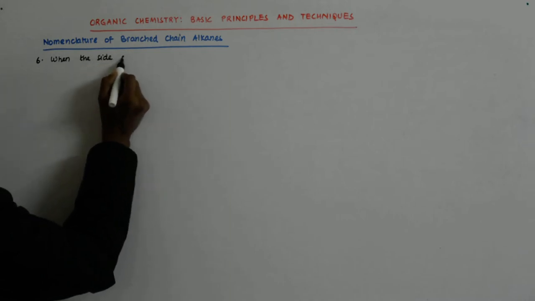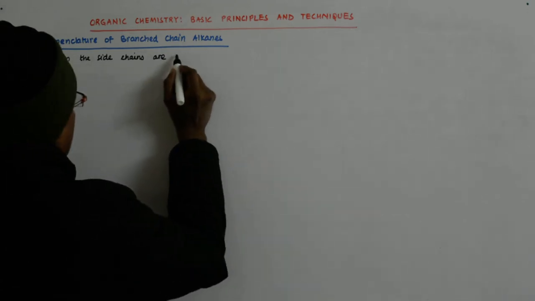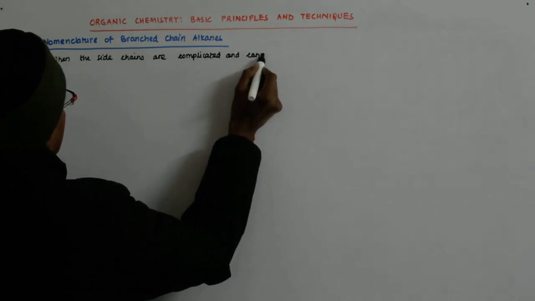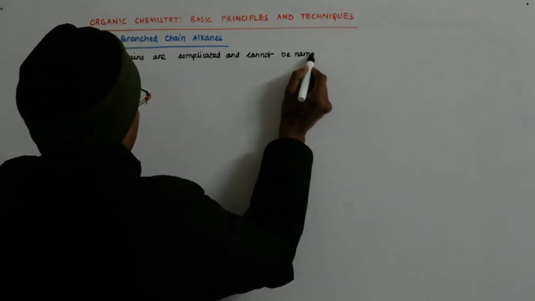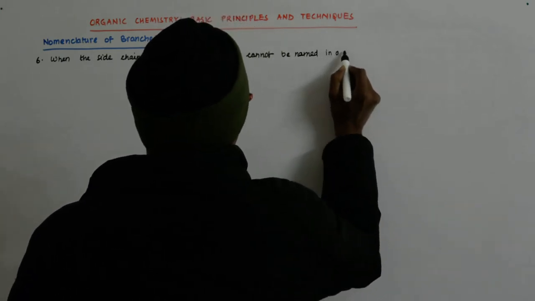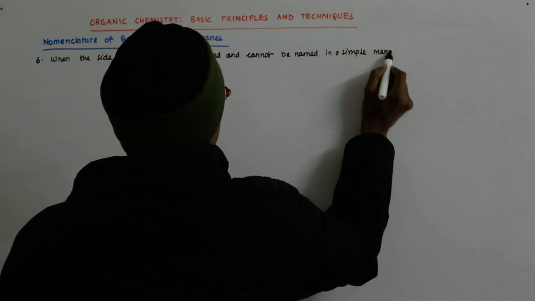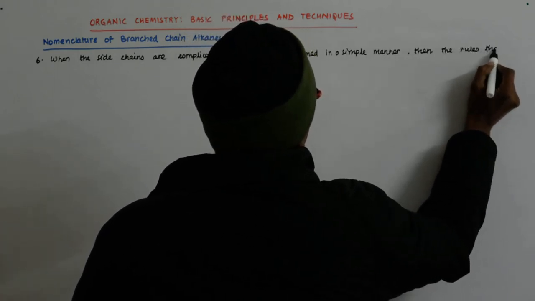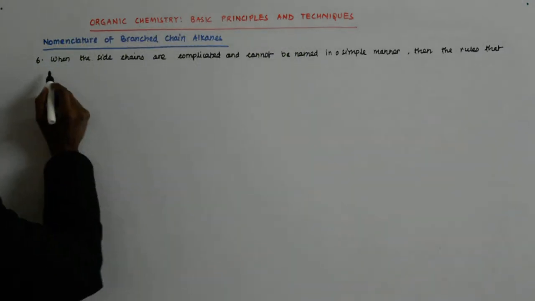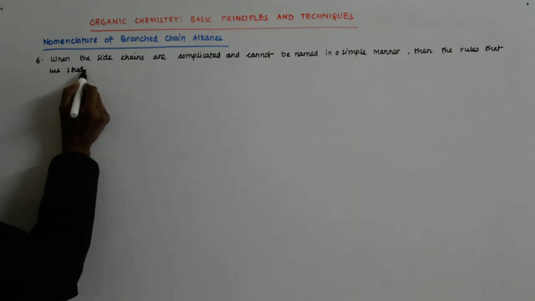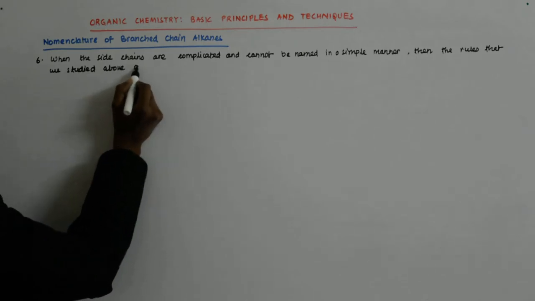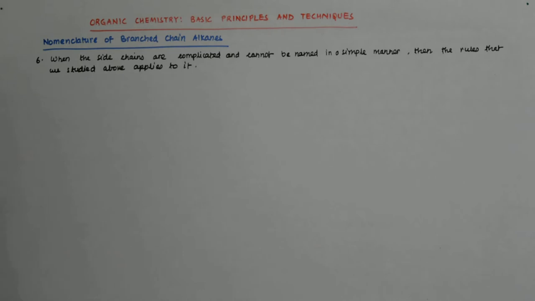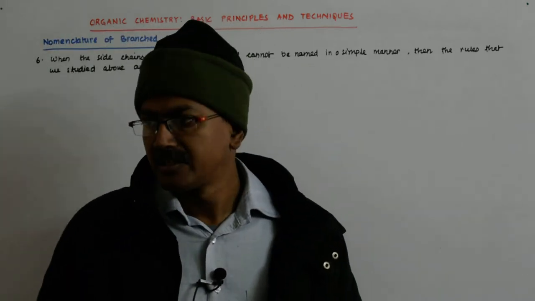When the side chains are complicated and cannot be named in a simple manner, then the rules that we studied above apply to it. However, care must be taken that the carbon which is attached to the parent has to be numbered one.